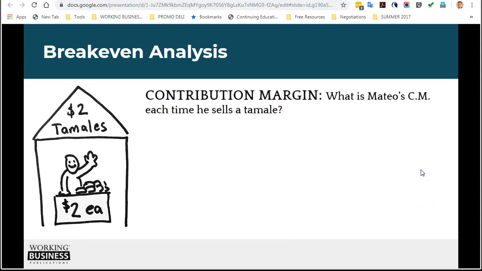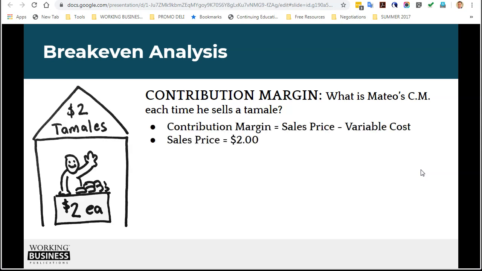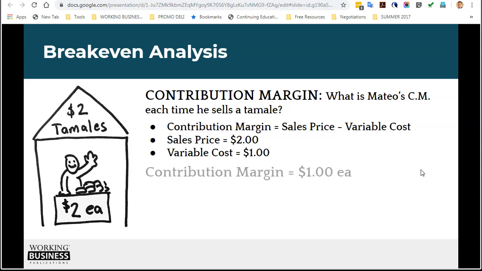Okay. So contribution margin, what is the contribution margin? Each time Mateo sells a tamale, how much is he making? The contribution margin is sales price minus variable cost. The sales price is $2. That's how much he sells them for in the marketplace. And it costs him about $1 to make each unit. So he makes about $1 contribution margin off of each unit that he sells.